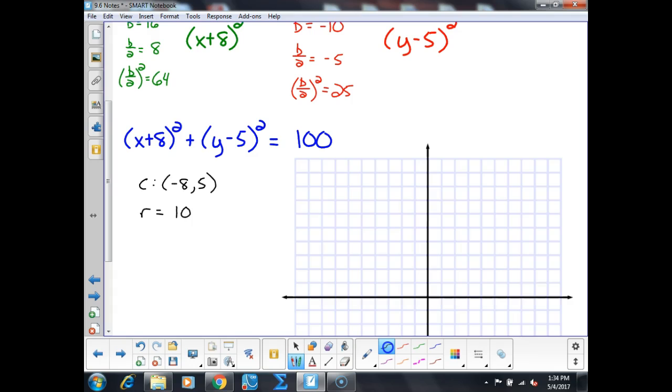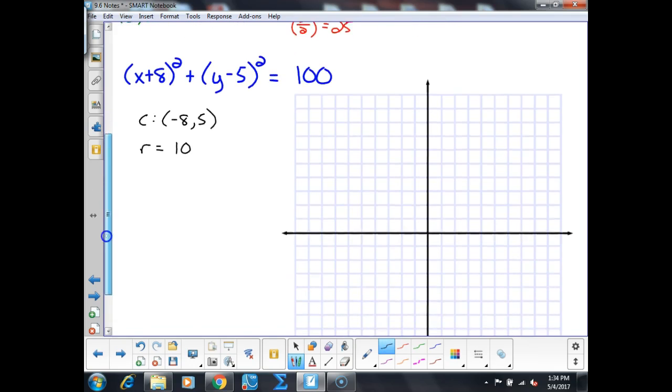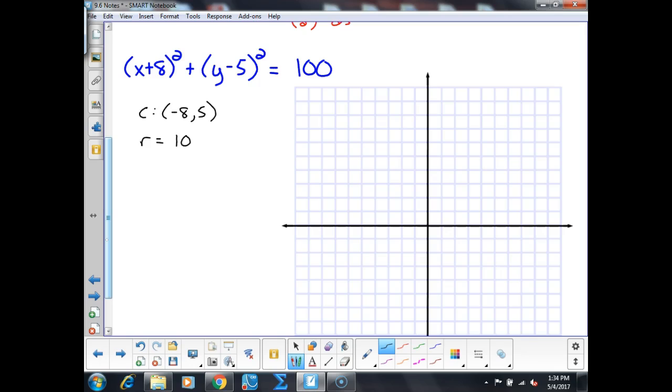Square root of 100 is 10. Yep. Okay. So I go to negative 8, 2, 4, 6, 8, 1, 2, 3, 4, 5. And then I'm going out 1, 2, 3, 4, 5, 6, 7, 8, 9, 10. And 5, 6, 7, 8, 9, 10. And I'm going to cheat.